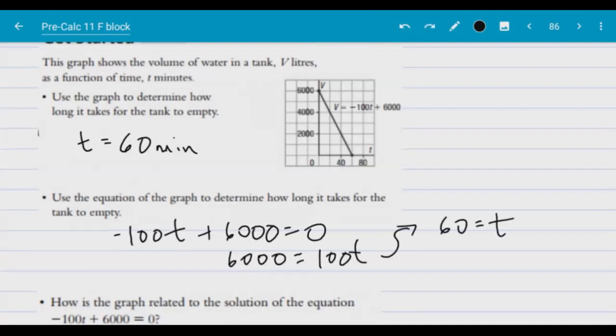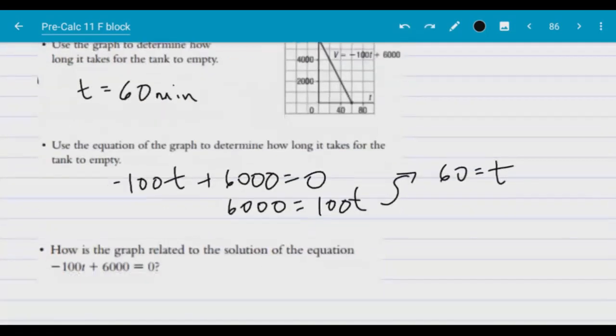How is the graph related to the solution of the equation? Well, if you look at the graph, which one gives you the solution to this equation? It is the intercept, the t-intercept, or the x-intercept if you want to think of it that way. The t-intercept is the solution of the equation. Make sense? All right, so let's move on.